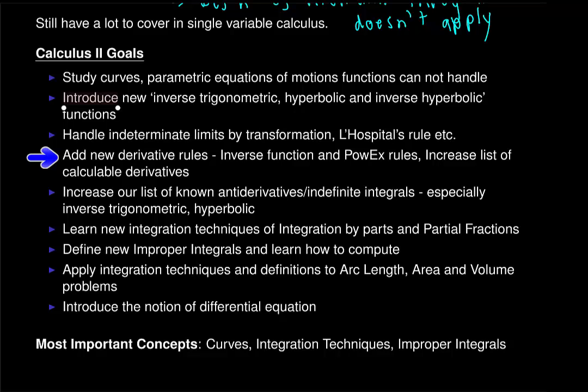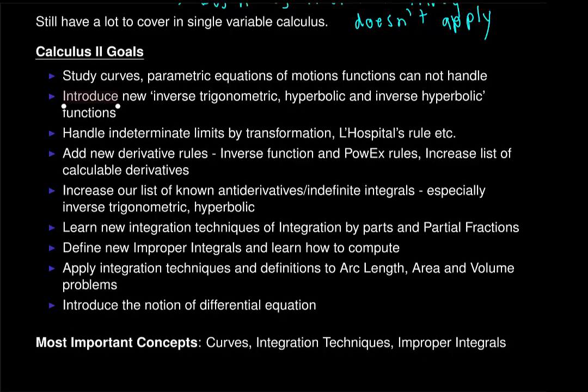For example, once we have defined and know the derivatives of trigonometric functions, it would be nice if we then knew how to compute the derivatives of inverse trigonometric functions. This will necessitate the so-called inverse function derivative rule. And to be able to handle things like the derivative of x to the x, we'll learn the POW-X rule, which is very related to the product rule, but it adds a lot of power. With these rules, we'll be able to increase dramatically the list of functions that we can differentiate.